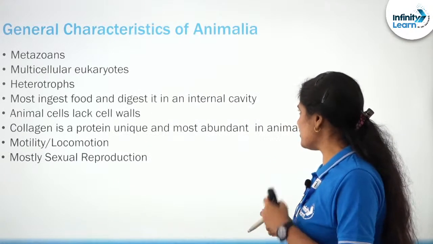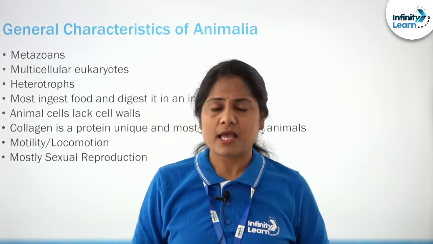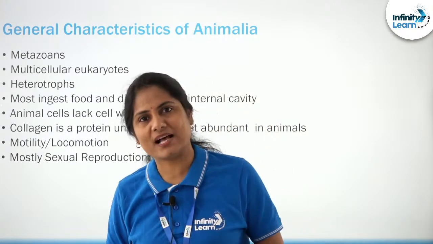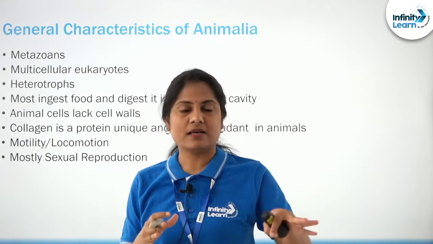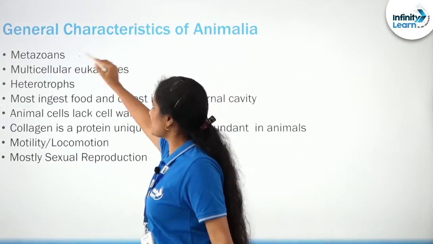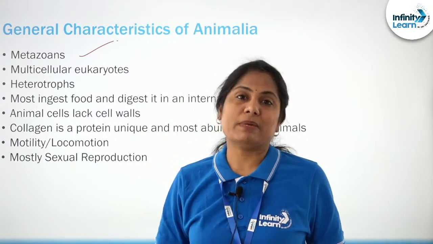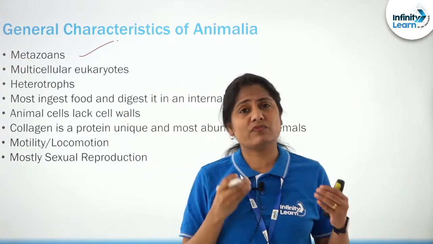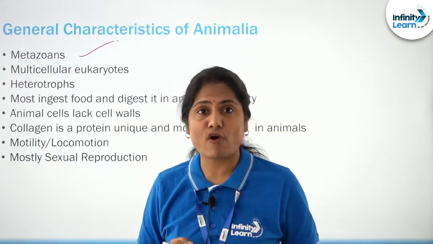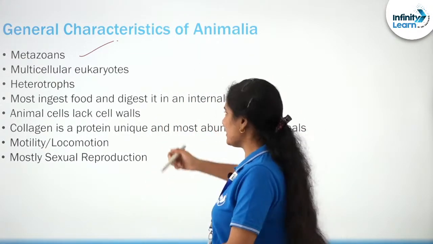So let's get to the chapter Animal Kingdom. What are the general characteristics of animals? Which are the beings that we can call animals? Which are the organisms that we are referring to as animals? What sets us apart from the plants? So here are the characteristics. First we go with metazoans. So animals are the metazoans. Wherever you come across the prefix meta, it basically means secondarily formed organisms. I'll go deeper into it when we are doing the classification part.